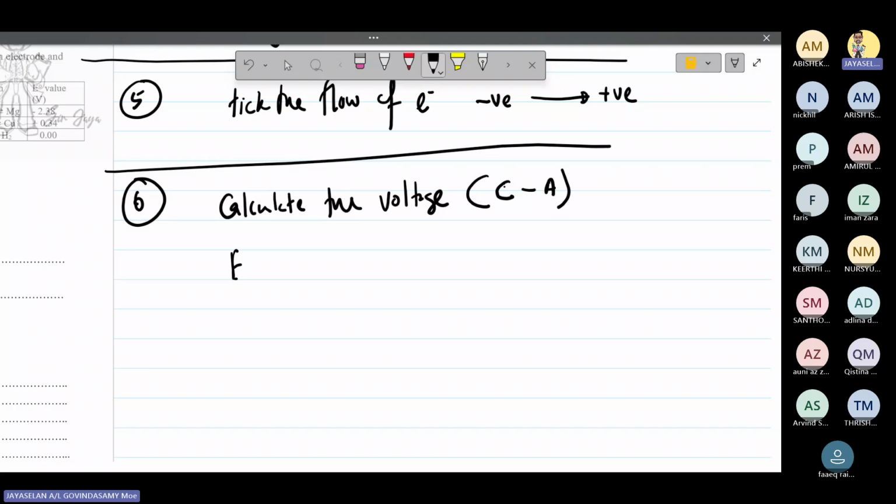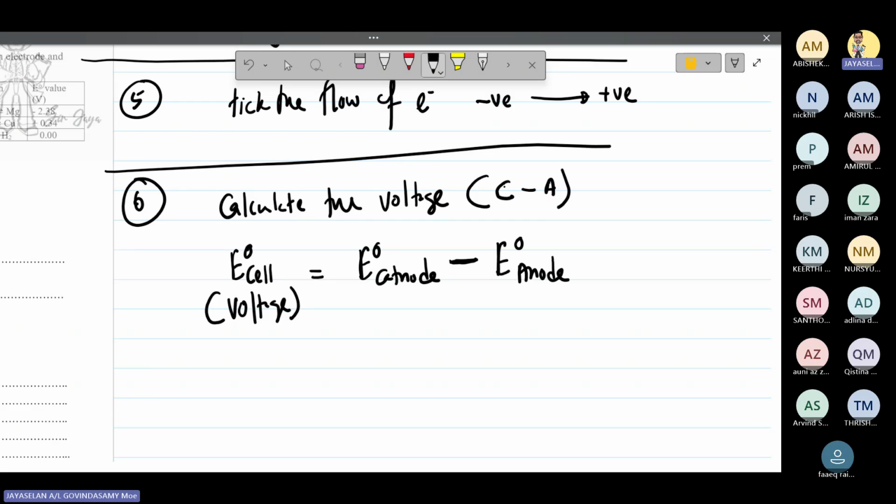If they ask you to find the E naught cell, indirectly they ask you to find the voltage lah. The formula is E naught value of cathode, minus, mesti minus, E naught value of anode. Itu saja. Once you apply in the formula, must have positive or negative symbol, must have unit. Unit adalah volt, kamu dapat 2 markah.